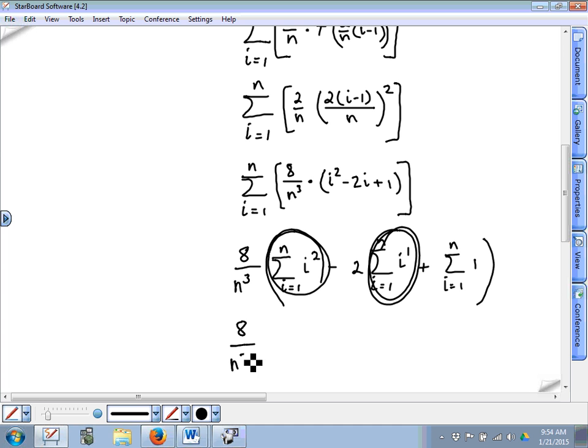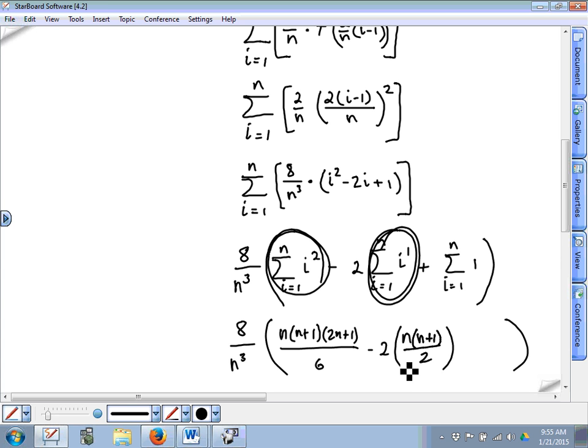So we have 8 over n cubed, and now we change all of these into a funky formula here. The first formula is n times n plus 1 times 2n plus 1 all over 6. Then we subtract 2 times another formula, n times n plus 1 all over 2. What did we decide this last summation was going to become? Just 1 times n, or just n.